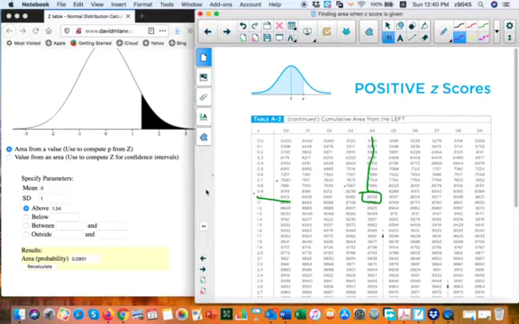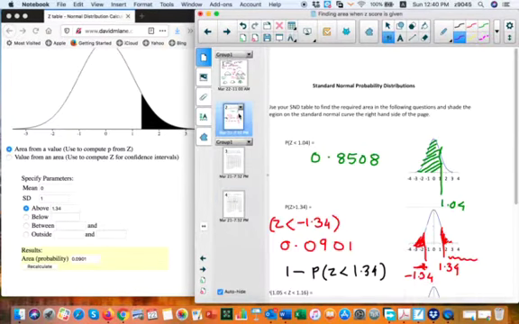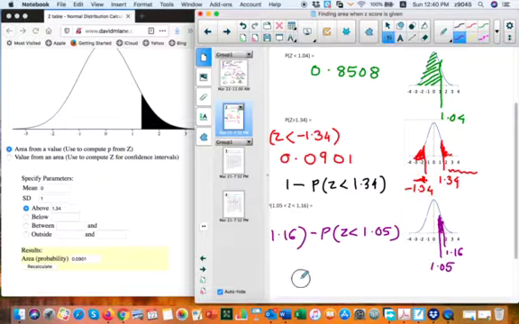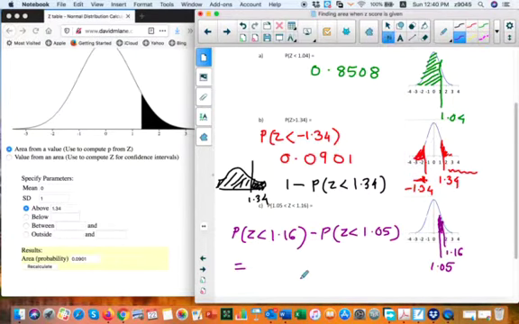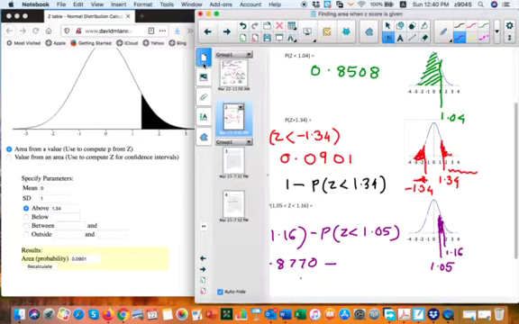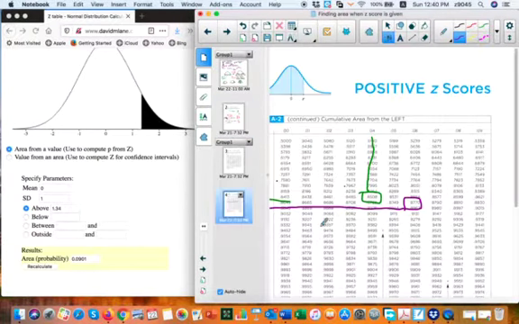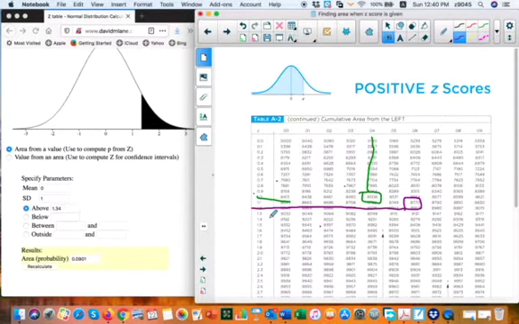1.1 is this line, 1.1, we want 1.16. So this is 5, this is 6. 1.16 is 0.8770. So the bigger probability corresponding to this is 0.8770 minus probability for 1.05. On the positive page, I'm going to find it for 1.05.